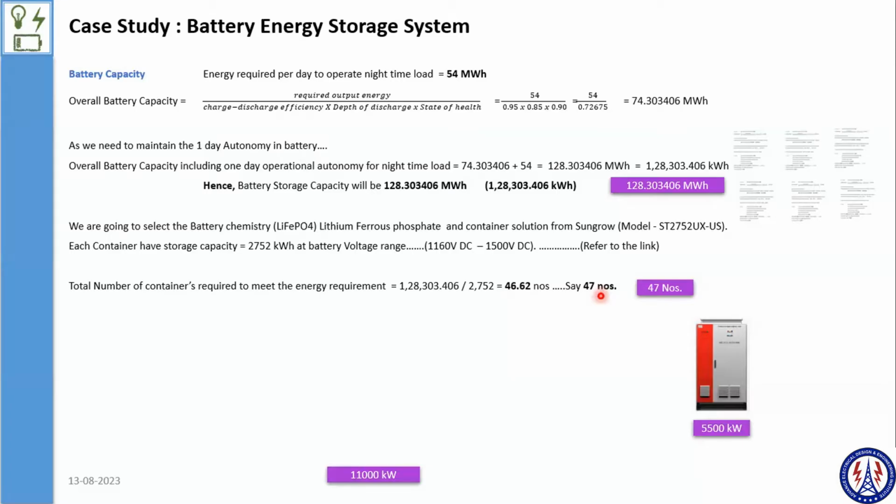Right? So till now, what have we done? We understood the energy requirement for the daytime and nighttime. We calculated the entire battery capacity. We found one suitable containerized solution, and we calculated their quantity also. Correct?